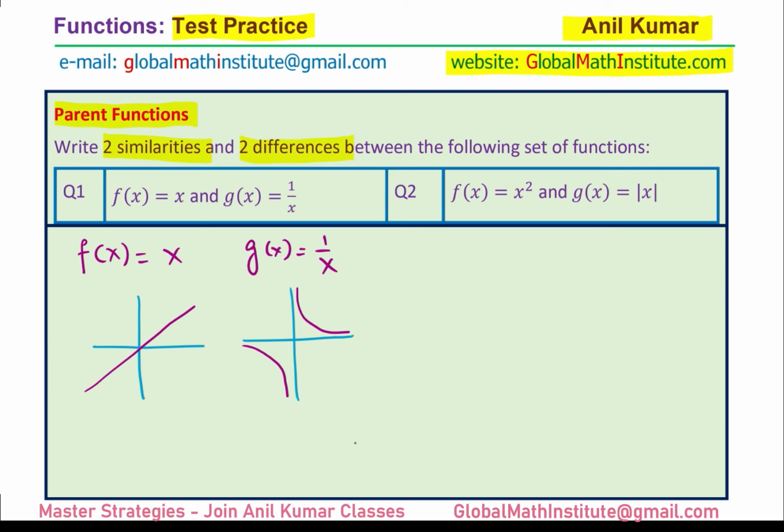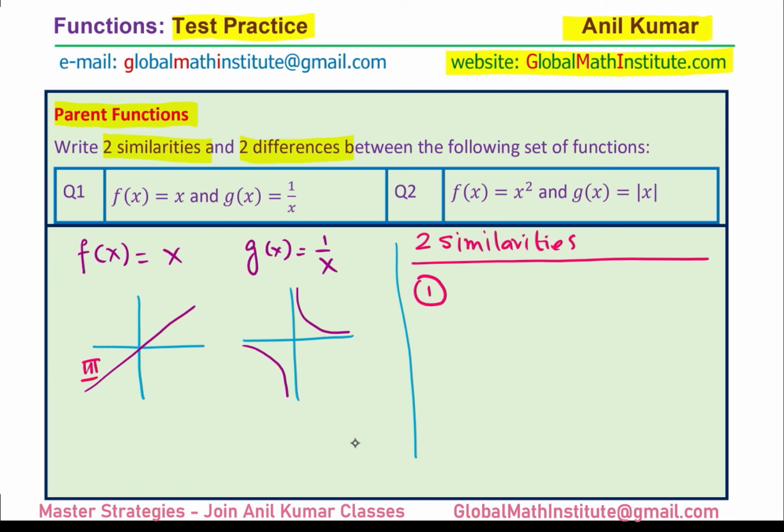Now, can you point out two similarities? Well, they look so different, right? So finding two similarities is sometimes challenging. Let's try to figure this out. So, similarities. One of them is, as you can see, they are both in quadrant 3 and quadrant 1. So that is one similarity. They are in the same quadrants, quadrant 1 and quadrant 3. Makes sense, right? That is one similarity.